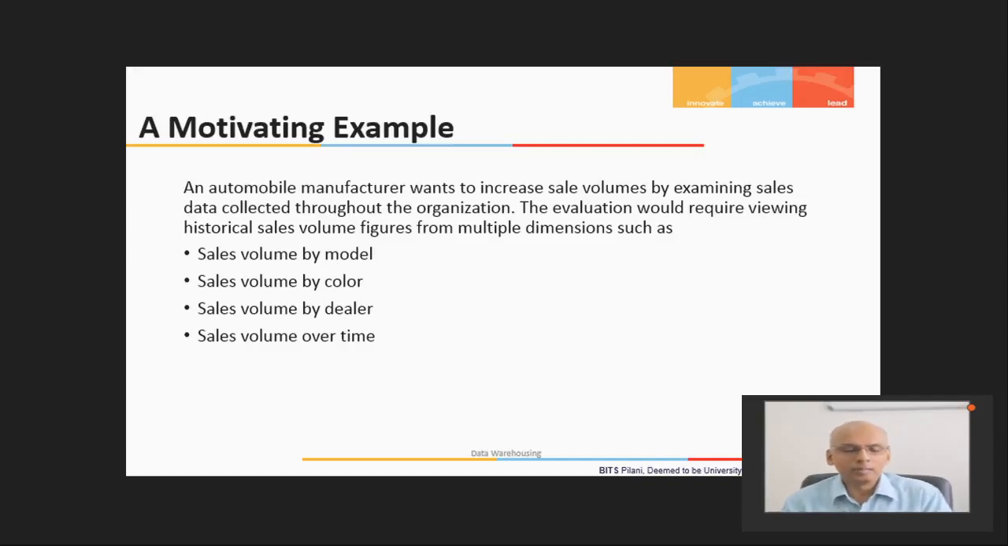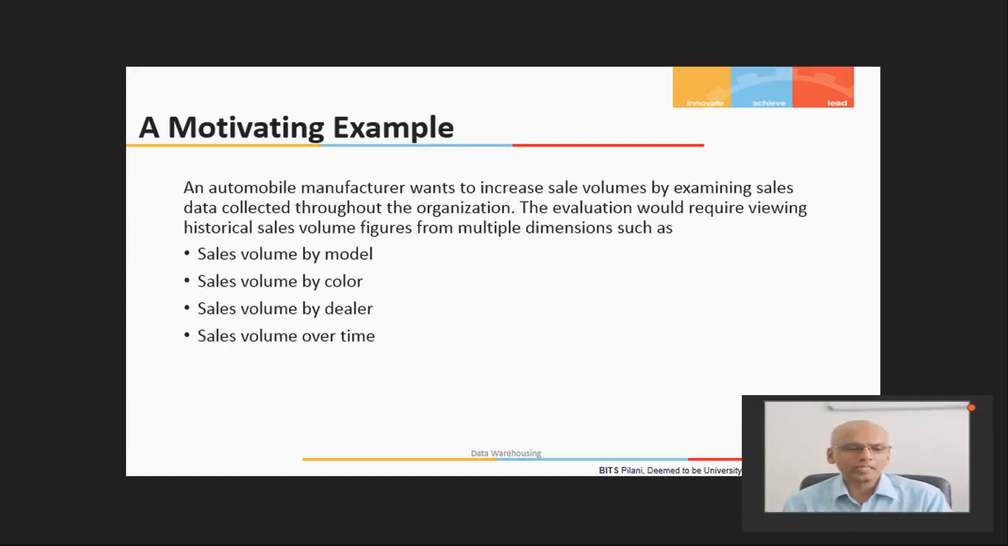Now let's take an example to better understand the value that a multidimensional database can provide. Let's consider an automobile manufacturer. An automobile manufacturer will be constantly looking at the kind of sales that are happening. Let's take a simple example.